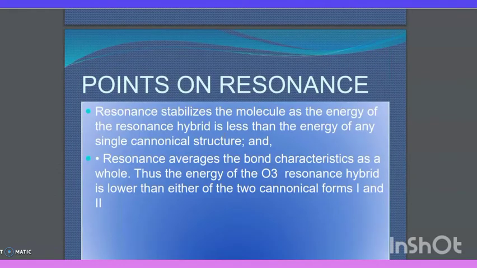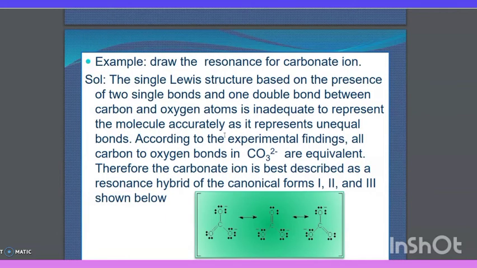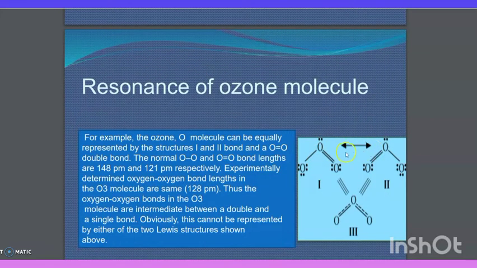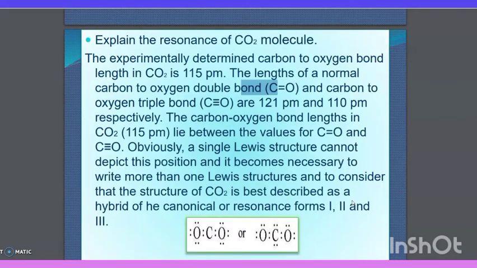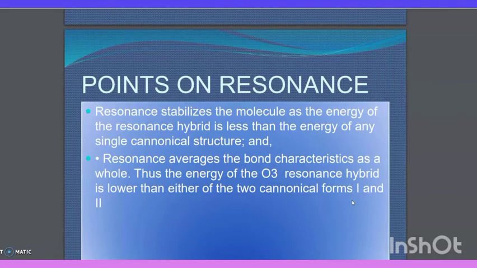So why will the compounds undergo resonance? It is for stability. Resonance stabilizes the molecule, because the energy of the resonance hybrid is less compared to the canonical structures. For example, compared to these two, this structure has less energy, and a molecule having less energy will be more stable. So this is the resonance structure.